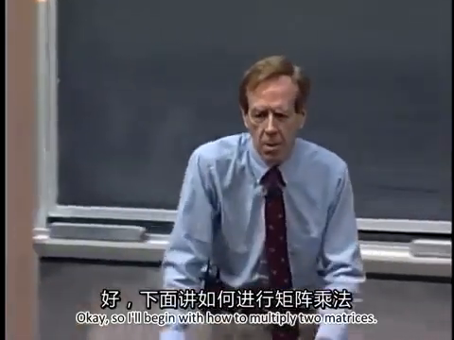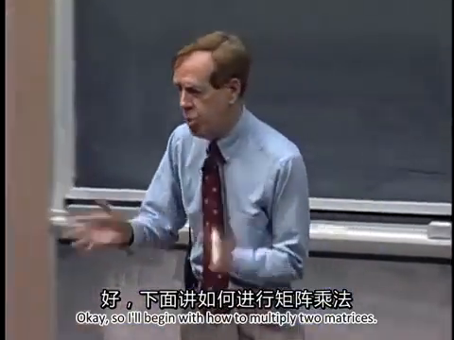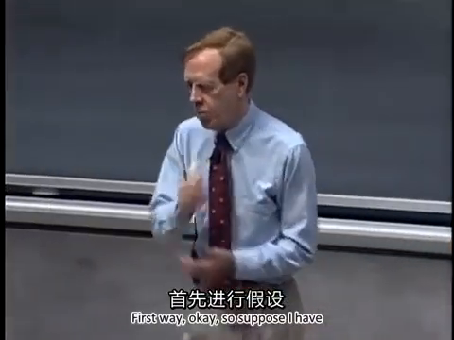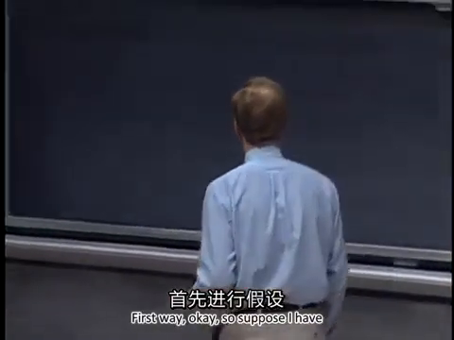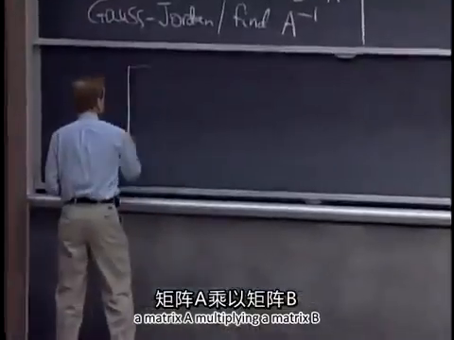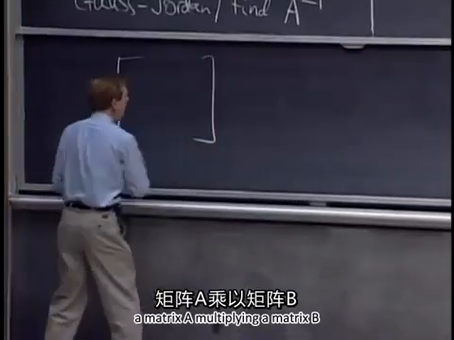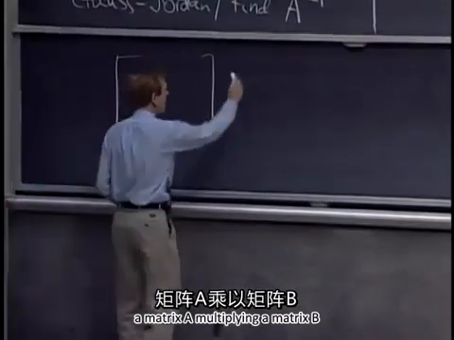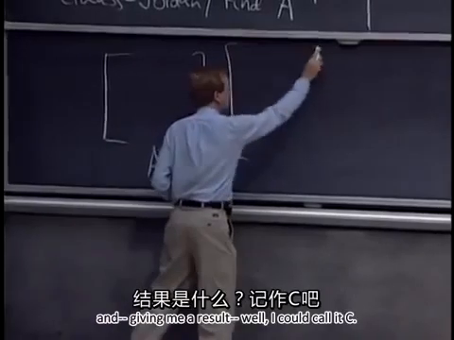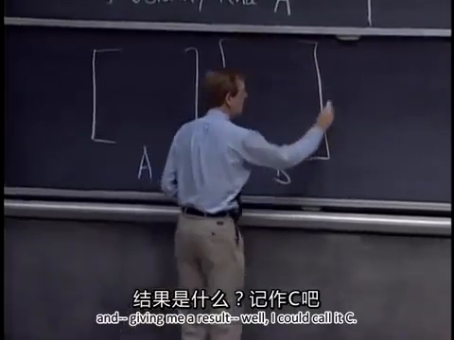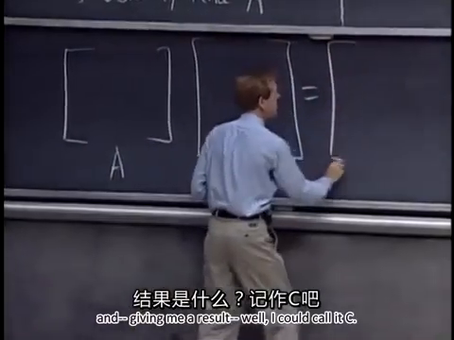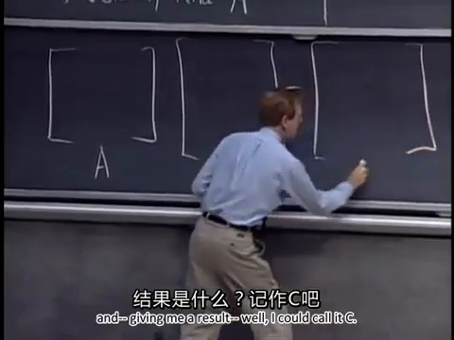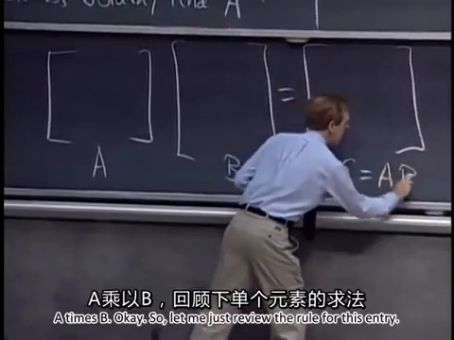Okay, so I'll begin with how to multiply two matrices. First way. Okay, so suppose I have a matrix A multiplying a matrix B and giving me a result, well, I could call it C, A times B.